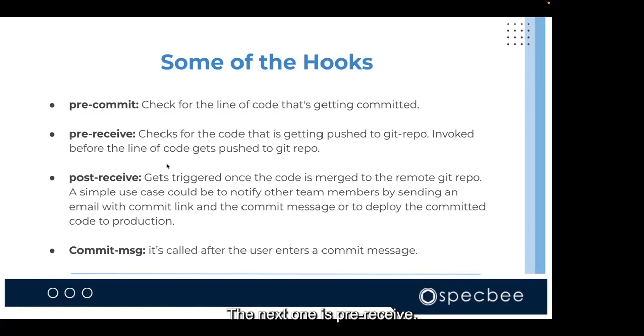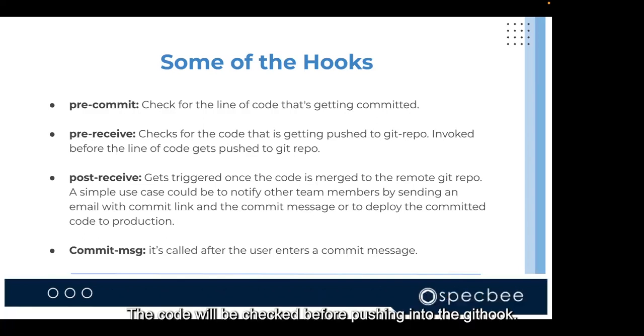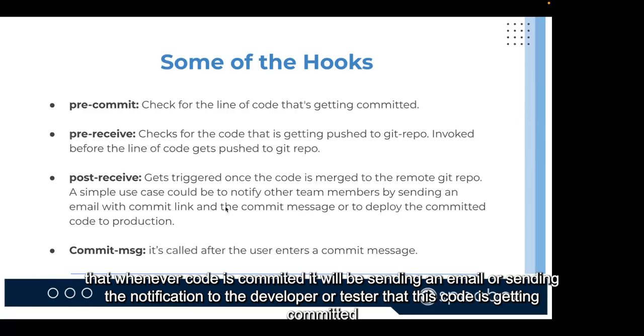The next one is pre-receive. Pre-receive checks the code that is getting pushed to a Git repo, and it is invoked before the code gets pushed, meaning the code will be checked before pushing it to the Git repo. Then post-receive: in most projects we have implemented this, so that whenever code is committed, we send an email or notification to a developer or tester that this code is getting committed.